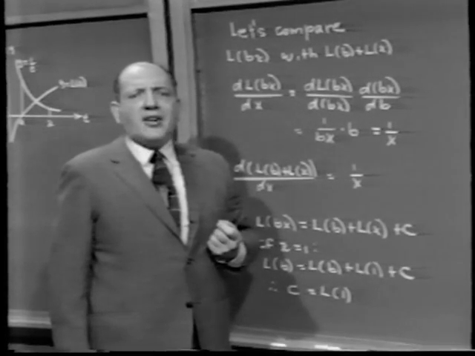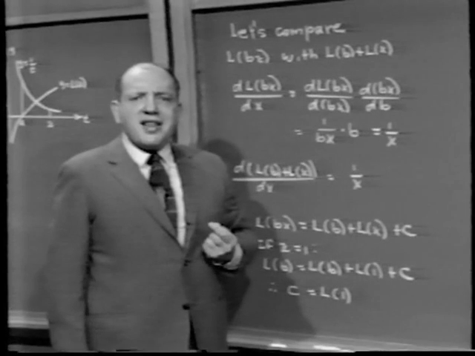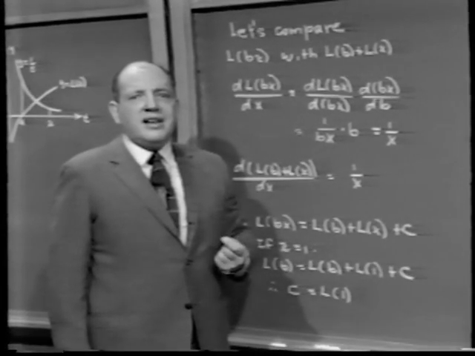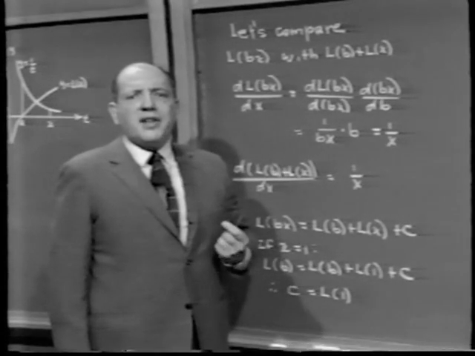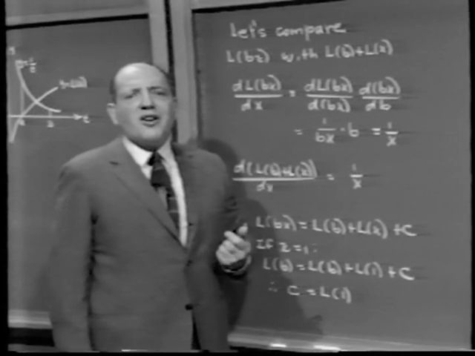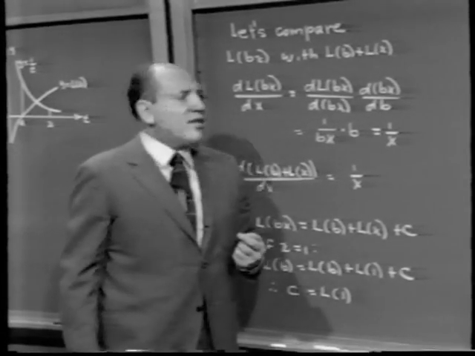How do we, using calculus, check to see whether two functions are equal? Remember, the standard approach is what? Take the derivative of both sides. If the derivatives are equal, then the functions differ by a constant. And if we can show that that constant is 0, then the two functions are equal. So let's take a look and see how that works over here.